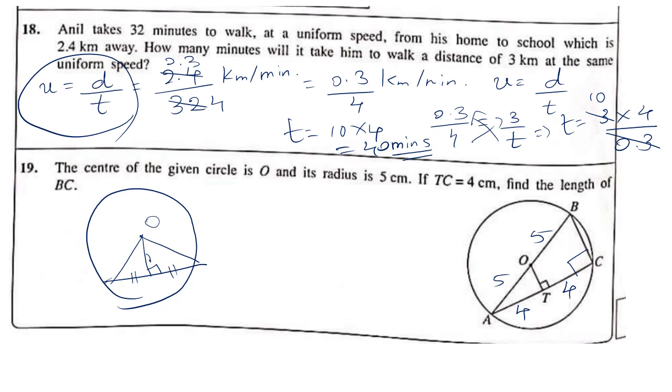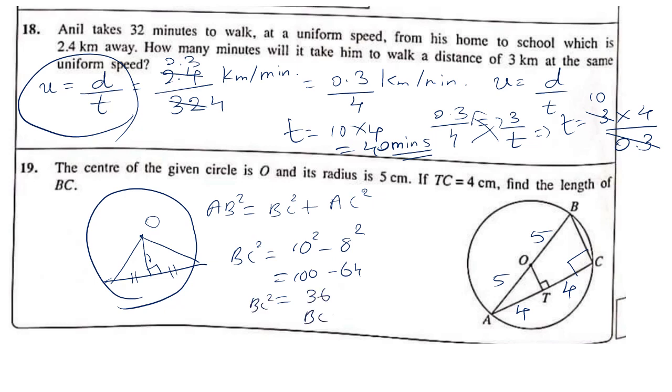Therefore you can say this is 4 and this is also 4, so therefore we can apply this Pythagoras theorem, right? Then AB squared is equal to BC squared plus AC squared, right? So therefore you can take BC squared is equal to 10 squared minus 8 squared, this is 100 minus 64, that is 36. BC squared is 36, so BC is equal to 6 centimeters. This is how you get it.